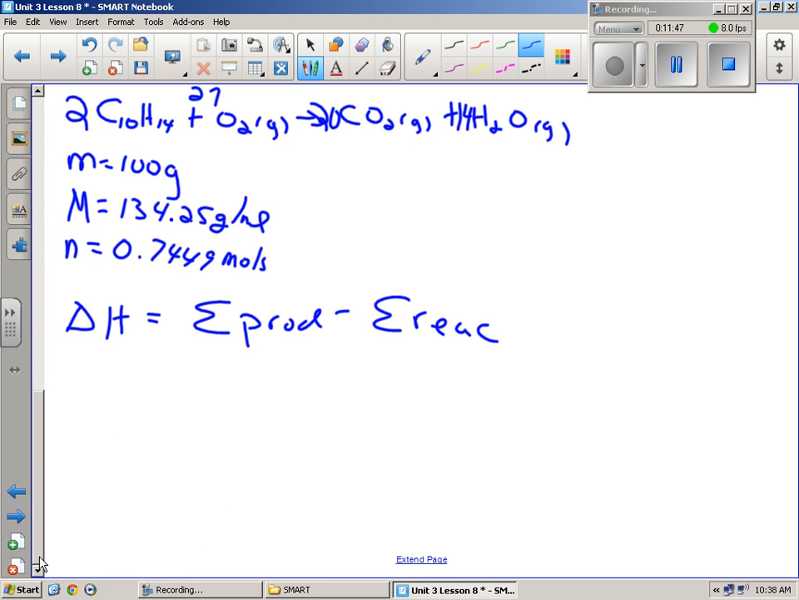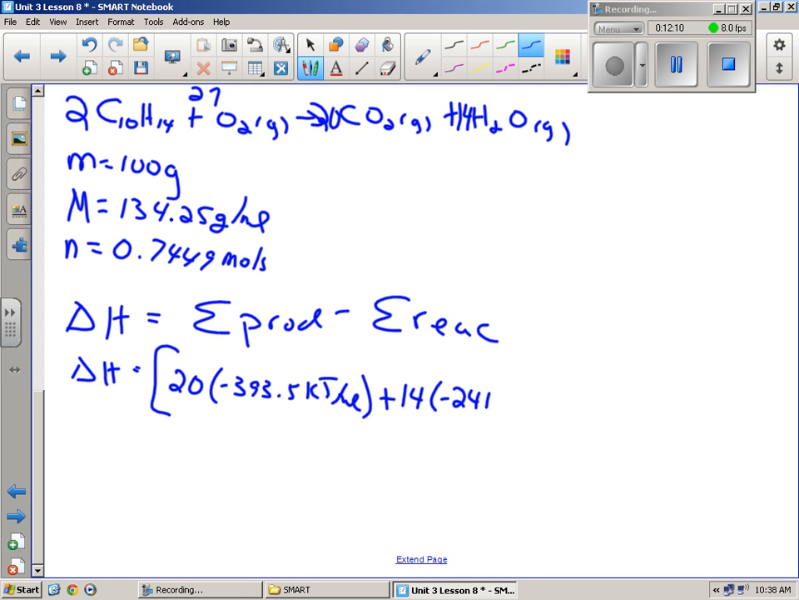So, products minus reactants. What is delta H? What do we need? 20 carbon dioxides. That's negative 393.5 kilojoules per mole. And 14 waters. That's a negative 241. I always mix these up here. 241.8 kilojoules per mole. That's your products.